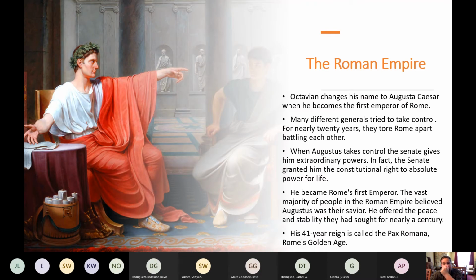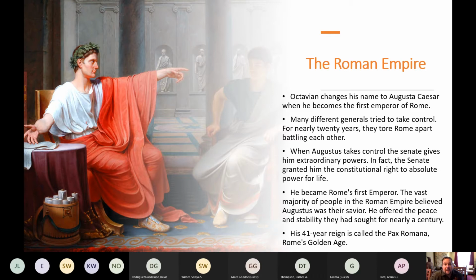So Julius Caesar is technically the one who kind of ends the Republic and brings it into an empire. So his nephew Octavian changes his name to Augustus Caesar when he becomes the first emperor of Rome. And many different generals try to take control for a long time, but they end up kind of tearing Rome apart while they're fighting amongst each other.